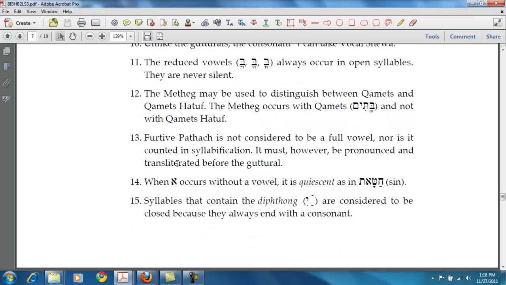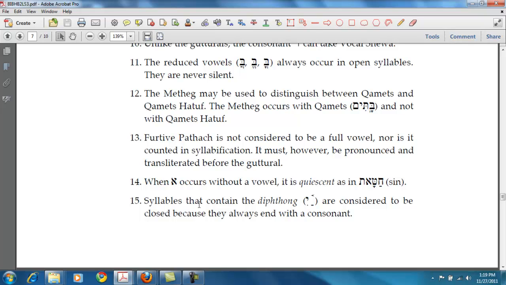So the furtive patach is not to be considered a full vowel, nor is it to be counted in the syllabification when you're dividing syllables. It must, however, be pronounced and transliterated before the guttural. Again, the patach is to give the ayin and the chet a sound. When aleph occurs without a vowel, it is quiescent, as in chatat, sin. We know that this dagesh in the tet has to be a dagesh forte, a double dagesh, because it is a non-begadkefat letter.